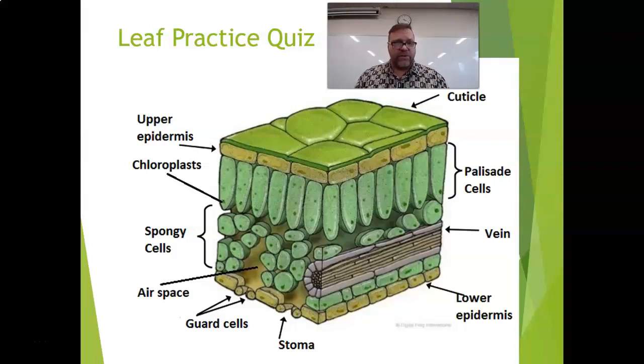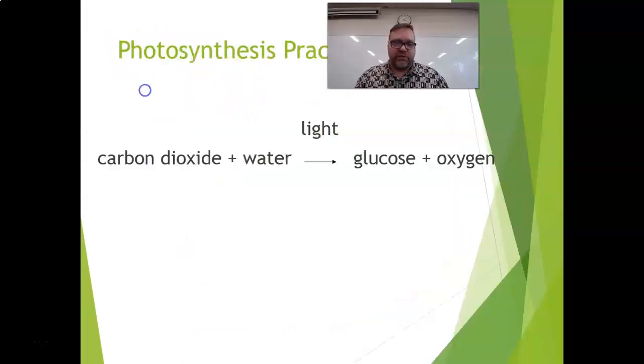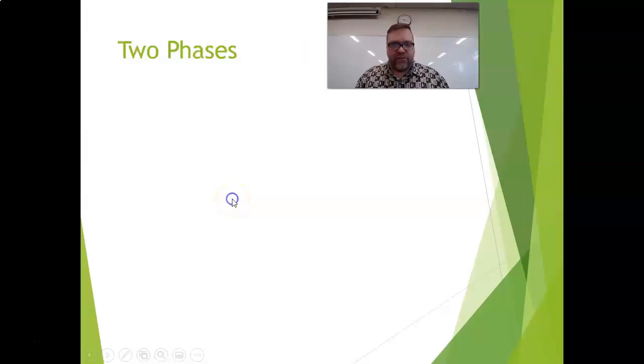We had our epidermis and chloroplasts, our spongy cells, airspace, guard cells, stomas, lower epidermis, veins, palisade cells, and the cuticle. So this would just be a way to practice. I wouldn't be surprised if there's going to be some picture like this on the test or on a quiz coming up. But this is just a practice quiz so you can quiz yourself to make sure you know it. Again, make sure that you can write down and know the 3 different forms of photosynthesis.